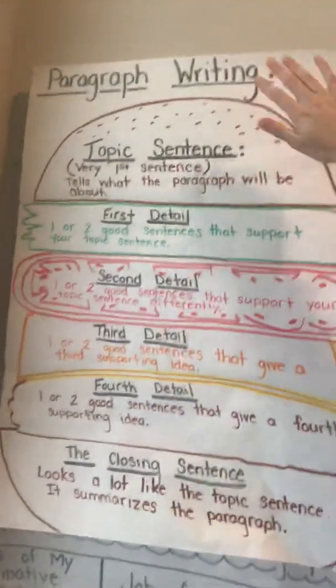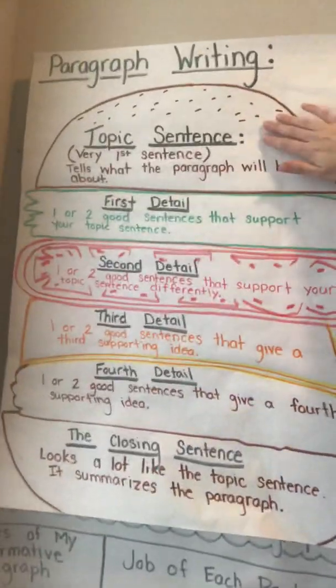Hi scholars, so yesterday we started learning about how to write a paragraph and especially an informative paragraph. So we're going to review what we talked about yesterday and we're going to finish up our paragraph. Yesterday we talked about how when you write a paragraph you have different parts or different information. So I showed you two different charts you could use.